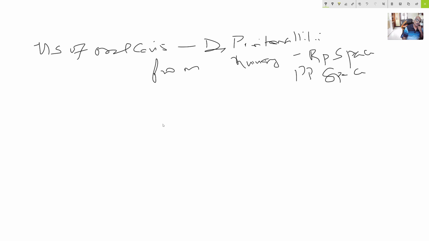CT scan will clearly delineate the extent and location. It will tell you the extent, it will tell you the location, it will even give you the approximate volume of pus. So all these three things can be ascertained if you subject the patient to a CT scan of the neck. It will give you all these vital inputs.